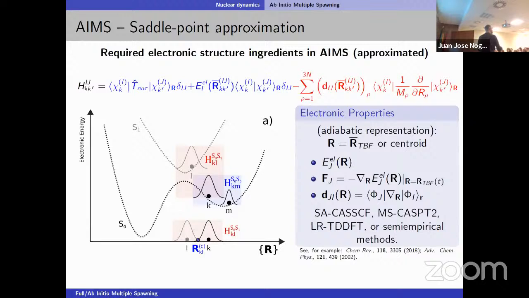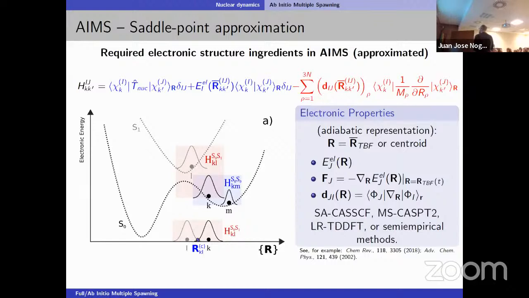Same thing for the non-adiabatic coupling vector. Do you remember? They were sandwiched in this gigantic term, but now if I just evaluate them at the centroid position, they do not depend on capital R anymore. I can take them out from the integral here. And that's so much simpler. So what does that mean?